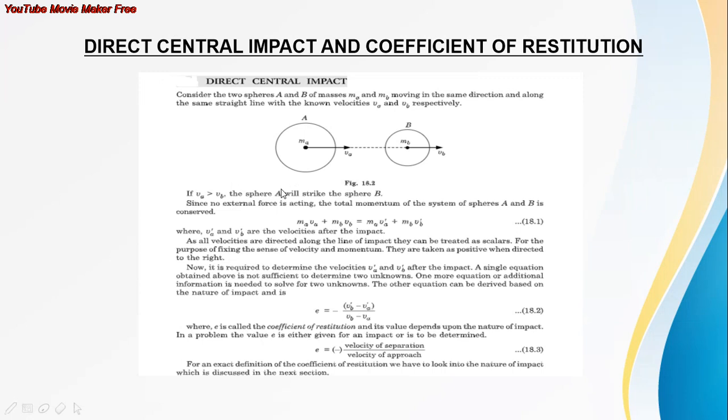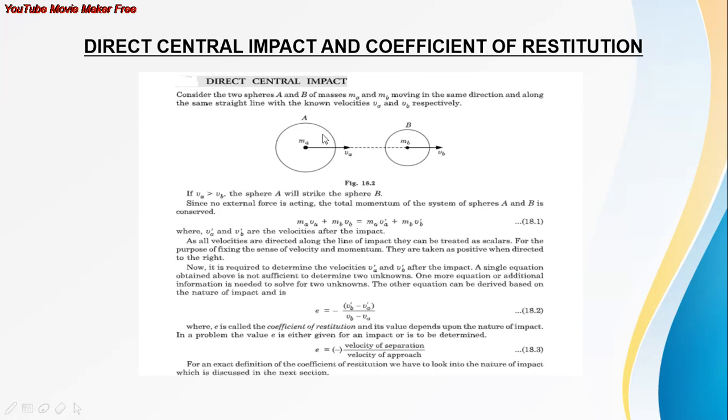Now, let's discuss direct central impact and coefficient of restitution. As I have discussed, when two bodies having velocities Va and Vb in a particular direction, and if the centers coincide with the line of impact, as well as the velocities also aligned with this line of impact, then it is known as direct central impact. So this thing is clear here. Now there is another topic, that is coefficient of restitution. This topic I also want to discuss here.